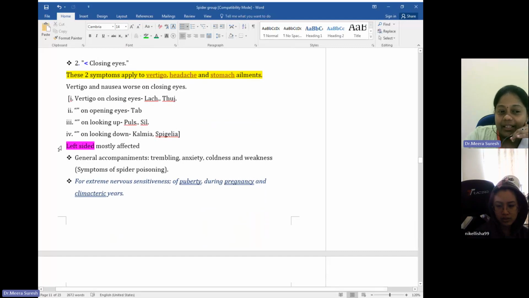Then we have vertigo on opening eyes, and that will be the next remedy for seasickness, that is tobacco. If vertigo is there on looking up, it is Pulsatilla and Silicea. And if it is on looking down, it will be Calcarea and Spigelia.